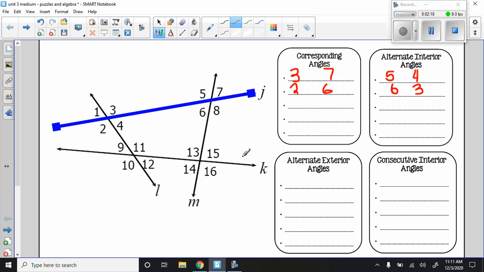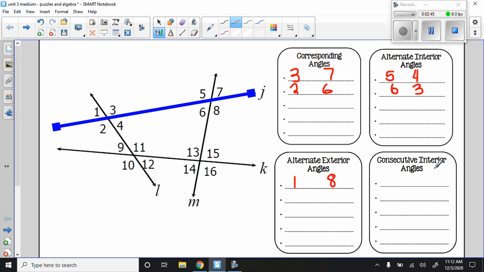Let's look at alternate exterior. If we're on this blue bridge, the exterior angles are 1, 2, 7, and 8. So one alternate exterior combo would be 1 and 8. The other one would be 7 and 2. But I'm just going to write one of those down. I want to leave some space for others.